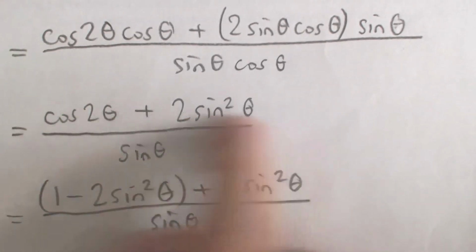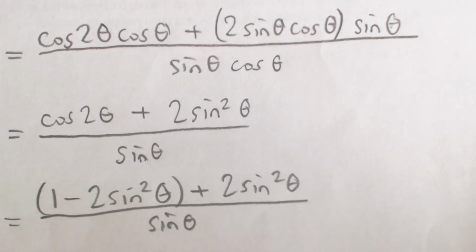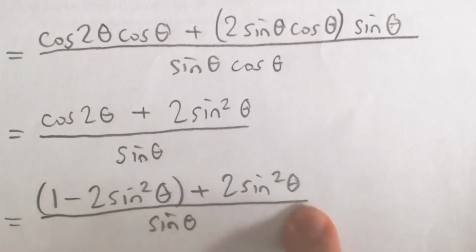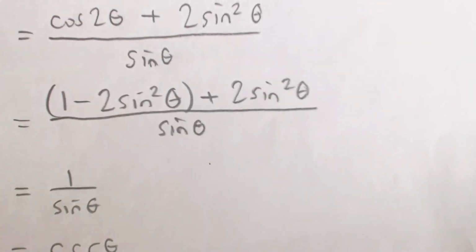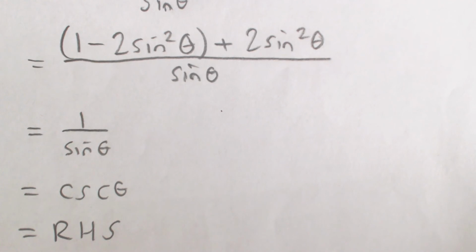And now, again, we want our numerator to just be 1. And so we use the cosine 2 theta double angle identity that will allow that, right? We have negative 2 sine squared theta plus 2 sine squared theta. They'll cancel out, and we get the answer that we were looking for, of 1 over sine theta or cosecant theta. So there we go. That's our final answer.